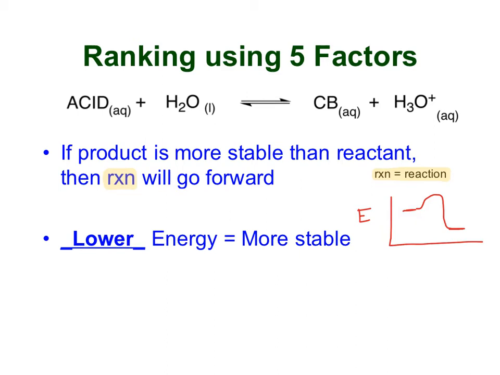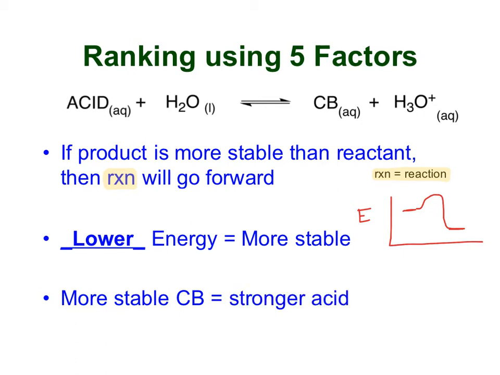So then if we're trying to make something that's more stable, we obviously want the product to be the more stable thing. That's what we're working towards. So the more stable the conjugate base, that means you have a stronger acid. So that means the better it is at being an acid, right? The more likely it is to donate that H+, so that hopefully makes sense.